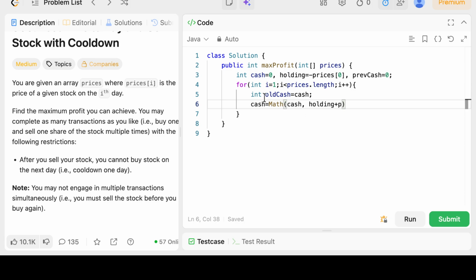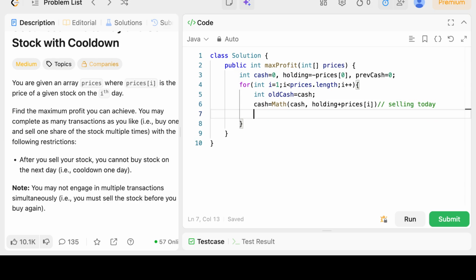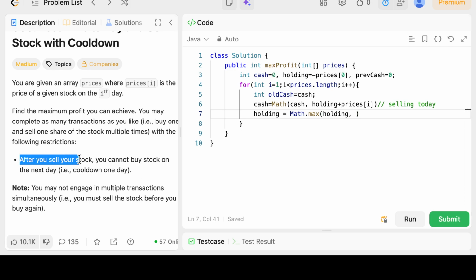Suppose we are selling today. Whatever the price is today, we get it, right? And selling today, we also need to update the holding: Math.max of holding and whatever cash we have. But whatever cash we have yesterday, we can't use it to buy today due to this condition. It means if you sell the stock, you can't buy a stock on the next day. The next day is the cooldown.